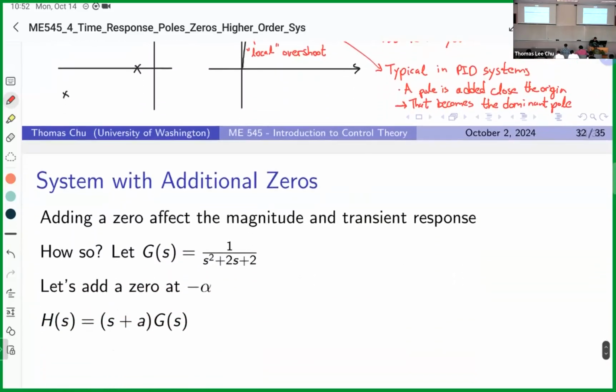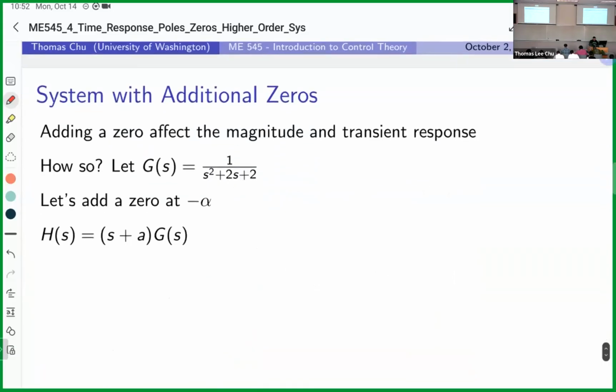All right. So then let's go look at adding a zero now. So we talked about poles, but we haven't talked about zeros. Adding a zero will affect the magnitude and transient response. And I have an example here to show you why that's the case.